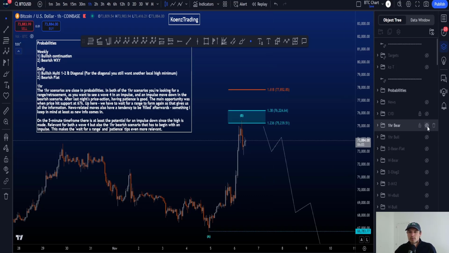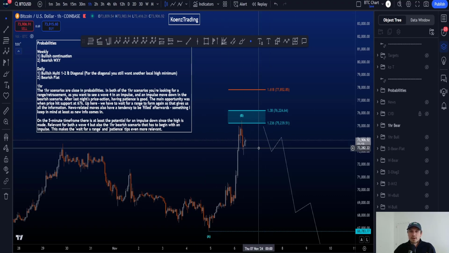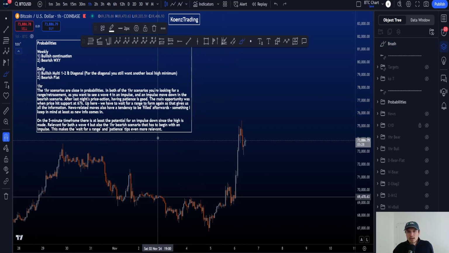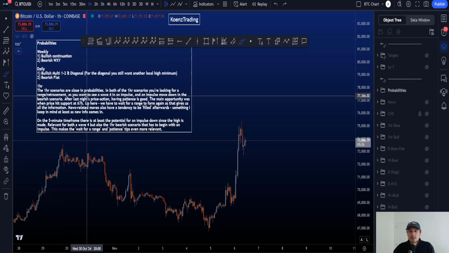So it is difficult to really give the highest probabilities to the bearish scenario, but one has to be very aware of that scenario. From a trading point of view, what I write over here is a lot more relevant. So the 1 hour scenarios are very close in probabilities, right? In both of the 1 hour scenarios, you're actually looking for a range or a retracement.